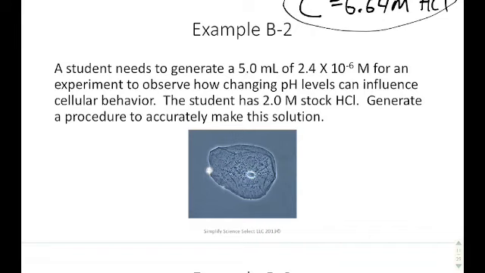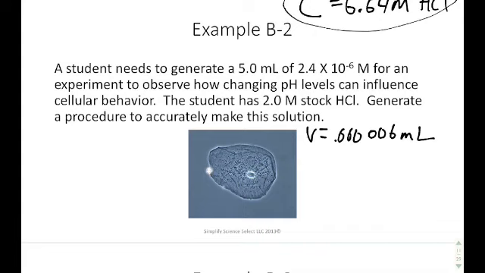Okay, if you were to try to go straight from 2 molar to 2.4 times 10 to the minus 6 molar, it's not reasonable. The reason why is if you were to go directly to it, you would need 0.000006 milliliters of solution to mix with the 5 mils. That's not a reasonable thing for you to do.